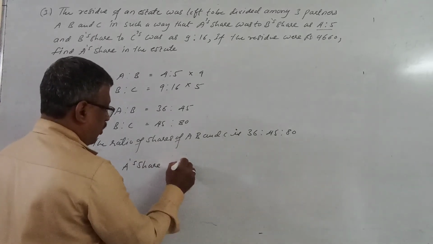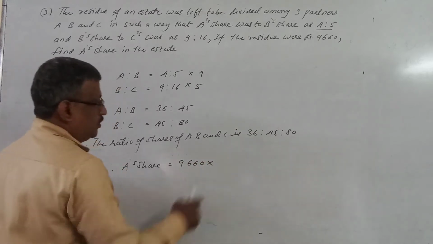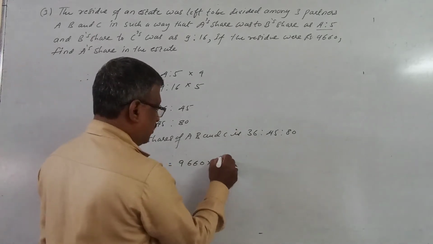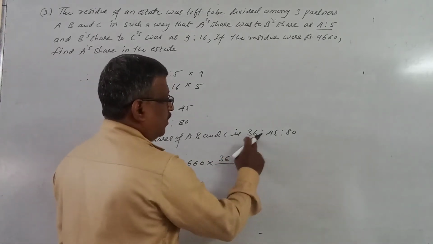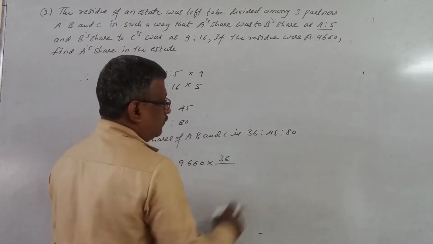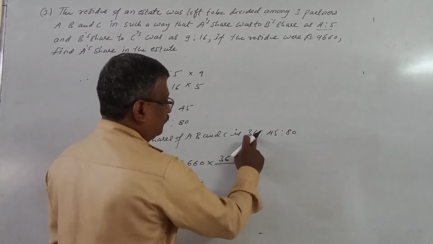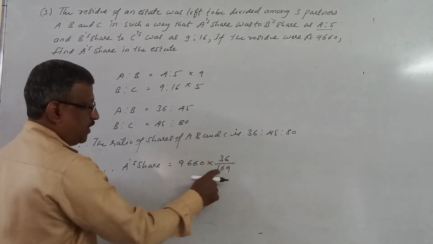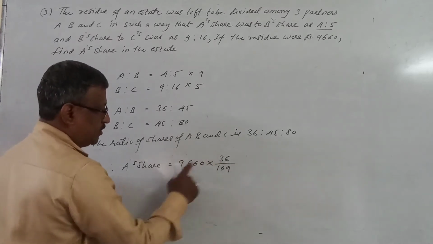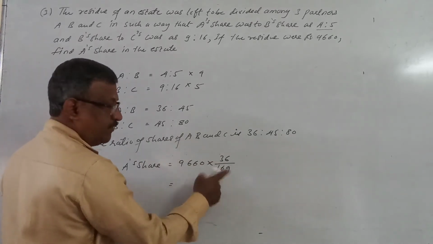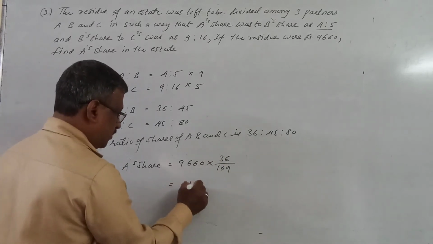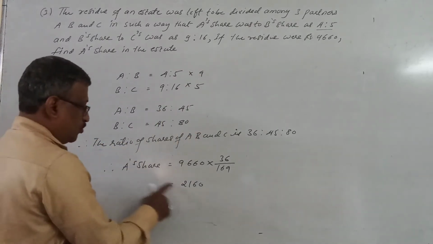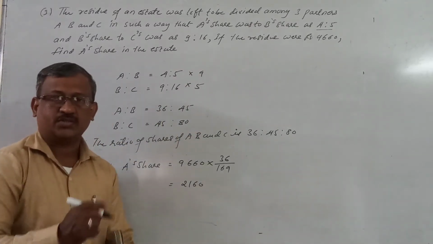So A's share will be this: take the property, it is 9,660. This is multiplied by A's share. So what is A's share? It is 36 divided by the total of these three terms. 36 plus 45 plus 80 is 161. So 36 divided by 161. So multiply this 9660 into 36 and divide by this 161. So you get 2160. So out of this total property of rupees 9660, A gets rupees how much? It is 2160. Clear?